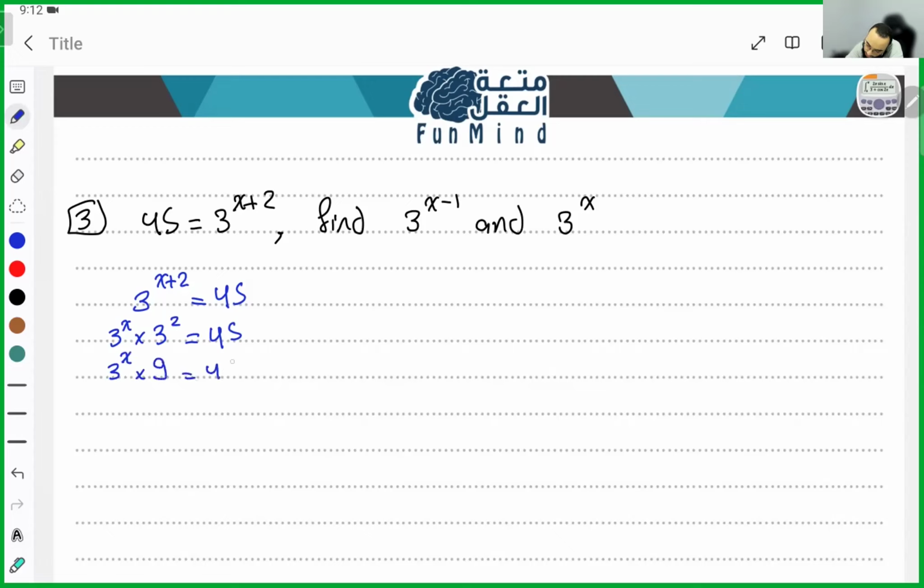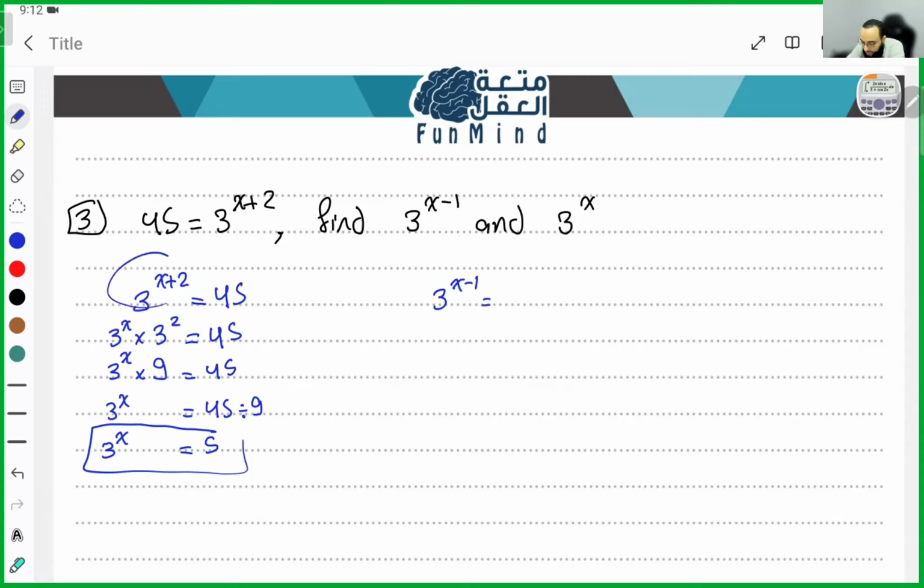Any problem? No. So I write 9 instead of this. Then 3 power of x equals 45 divided by 9, you know? So 3 power of x equals 5. This is what he is asking about. He is asking about another thing, which is what? 3 power of x minus 1.